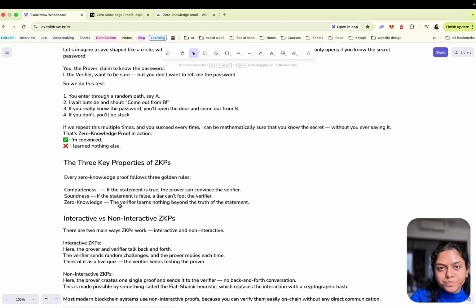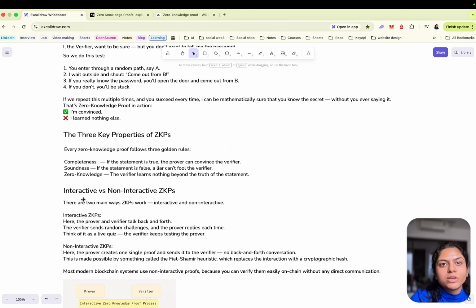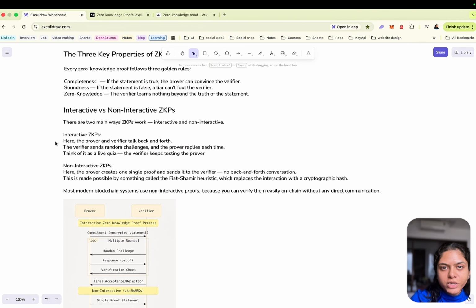And in zero knowledge, the verifier learns nothing beyond the truth of the statement. The verifier only knows that whatever she tells is the truth, but the verifier doesn't know the password or anything about her and the door. So here are also two types of ZKPs, interactive versus non-interactive. What is the difference between them?